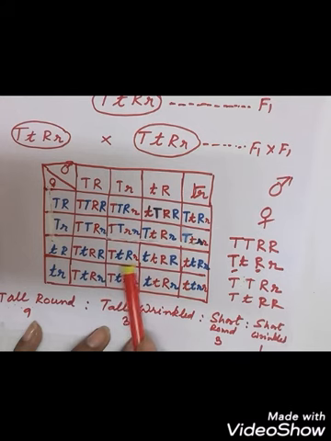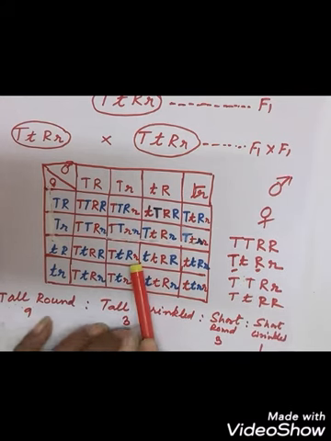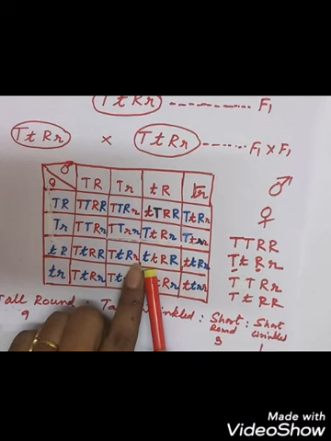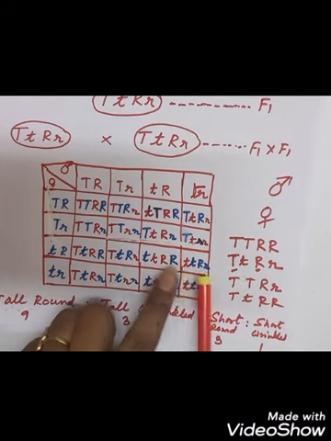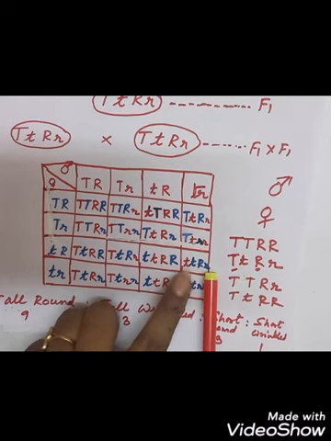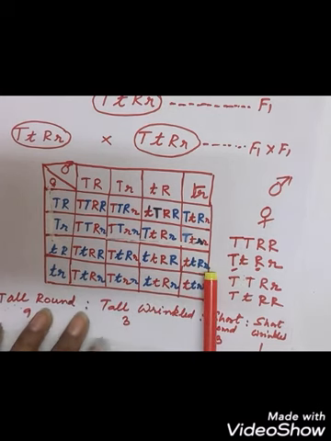Capital T, capital R, small r. This is also tall round. 8. Small t, capital R. This is not tall. This is short round. Small t, capital R, small r. This is also short, so we will not use this one.